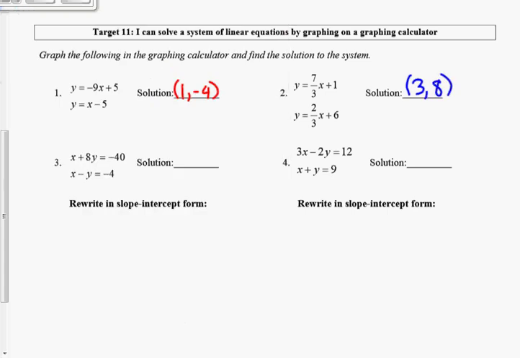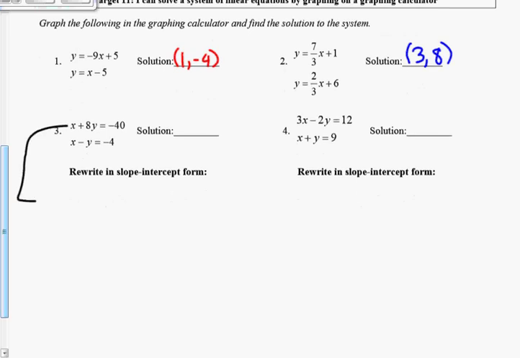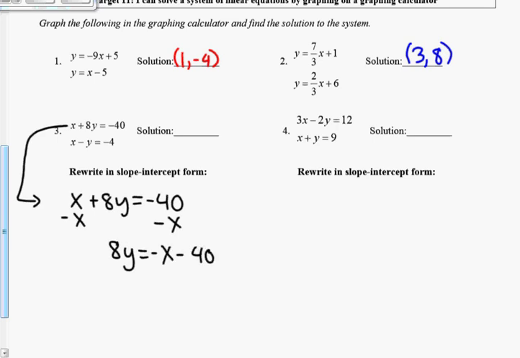For number 3 and number 4, we need to put those equations into slope-intercept form first. So let's get all those equations into slope-intercept form. If I look at my first equation at 3, I'm going to have to start by subtracting x over, trying to get y by itself. So subtract x, I have 8y equals negative x minus 40. Divide everything here by 8.